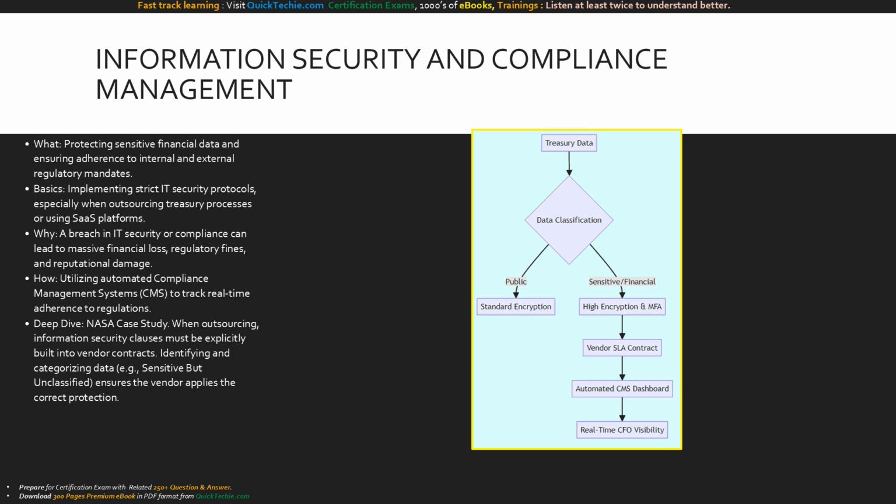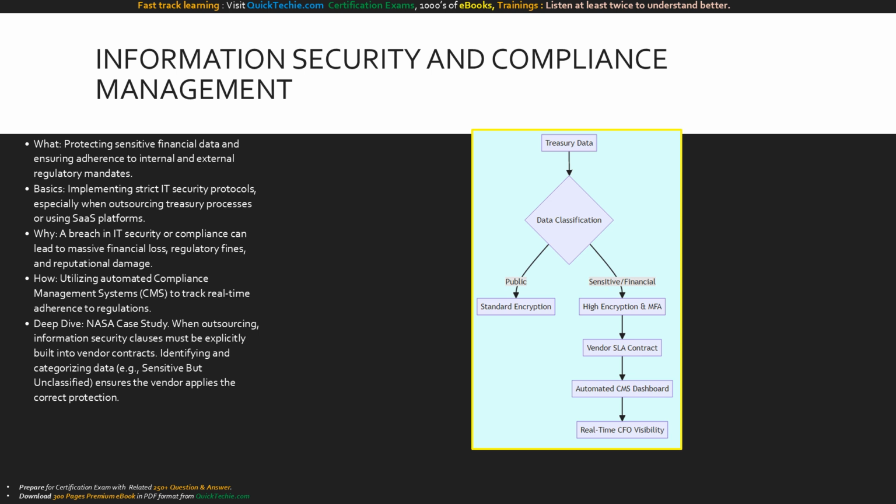For a deep dive, let's look at a case study from NASA regarding IT security in outsourcing. When NASA outsourced a major project, they realized security protocols weren't adequately contracted. They had to renegotiate to classify data properly, such as sensitive but unclassified, and train the vendor. The lesson for Treasury: your data security standards must be legally bound into your vendor and banking contracts from day one.